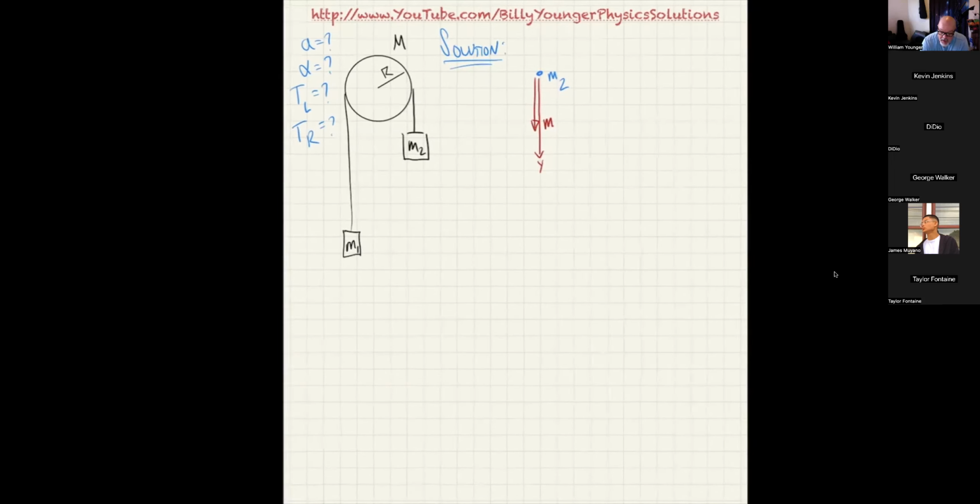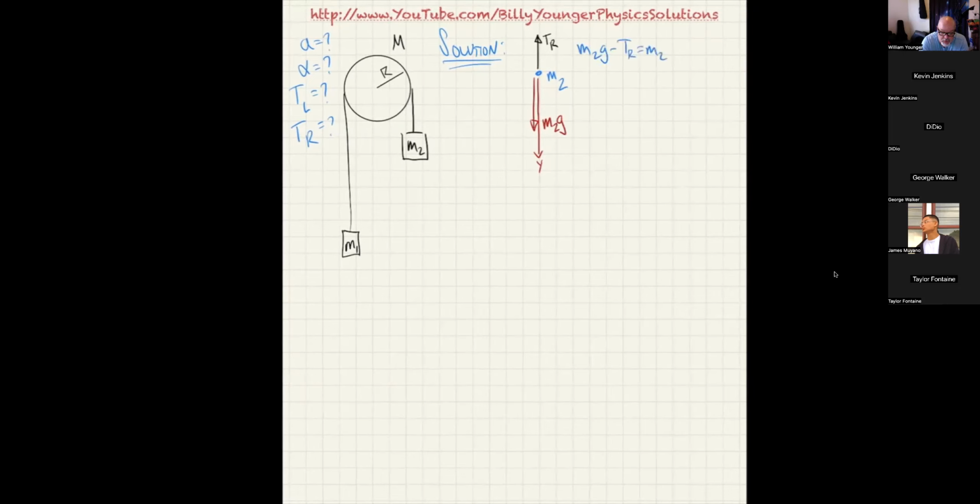This is M2. What I said was Y going down on the right-hand side is the positive direction. So this will be M2G, and acting in the opposite direction would be the tension T right. From Newton's second law, M2G minus T right is equal to M2A.